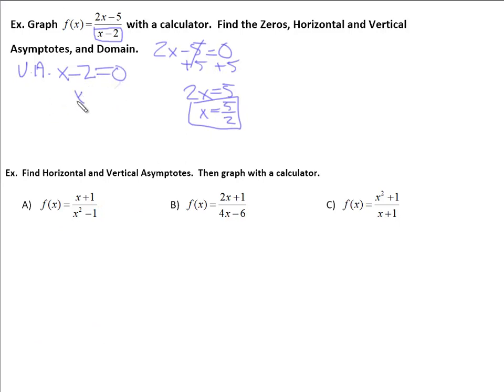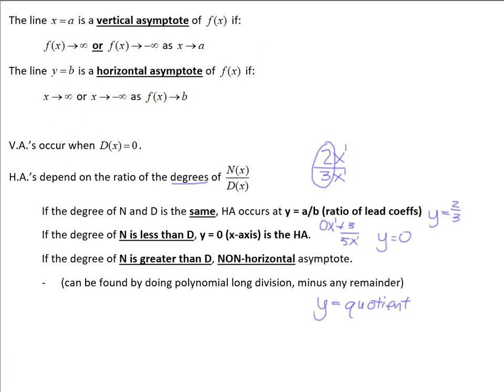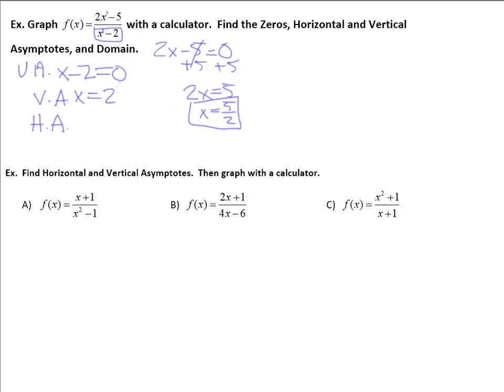Add 2 over, and my vertical asymptote is the line x equals 2. To find my horizontal asymptote, we're going to compare the degrees of the top and bottom. So the top is x to the first, the bottom is x to the first, so they are the same degree. If we go back and look at those notes, when they're the same degree, it's the ratio of the leading coefficients. In this case, we have 2 over 1, or y equals 2 over 1, or 2.